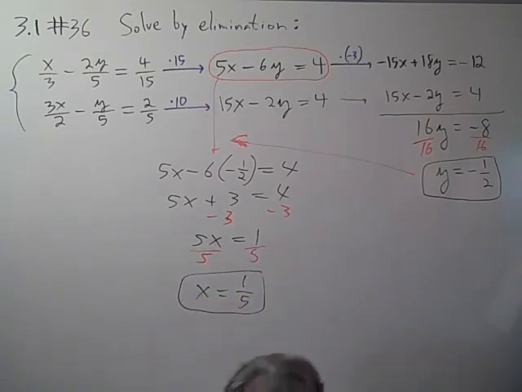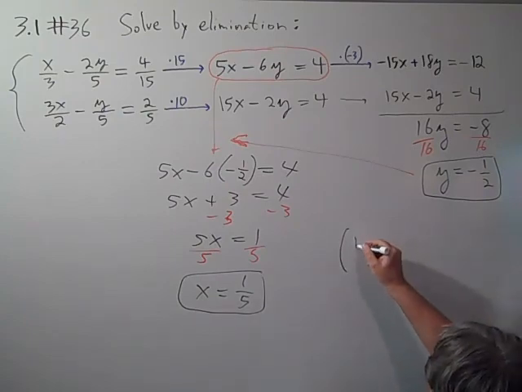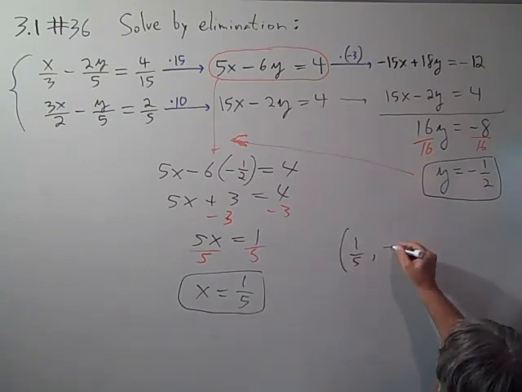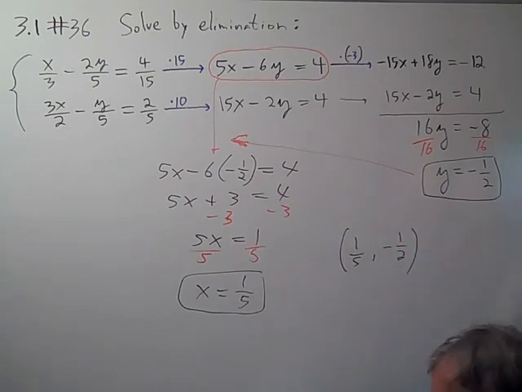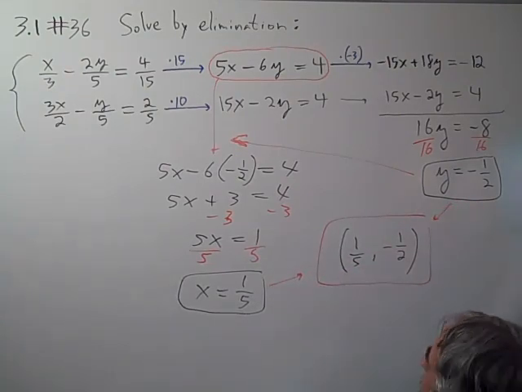Therefore, the point of intersection of these two lines of our linear system is the point 1/5, negative 1/2. So there's the point of intersection, the solution to our linear system.